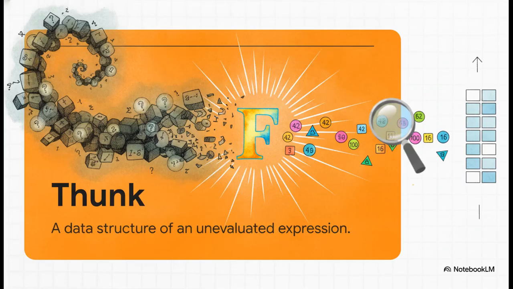Now, to fully grasp why forcing that evaluation is such a huge deal here, we need to talk about a specific Haskell concept Ang highlights, the thunk. Basically, a thunk is just a data structure that represents an unevaluated expression.